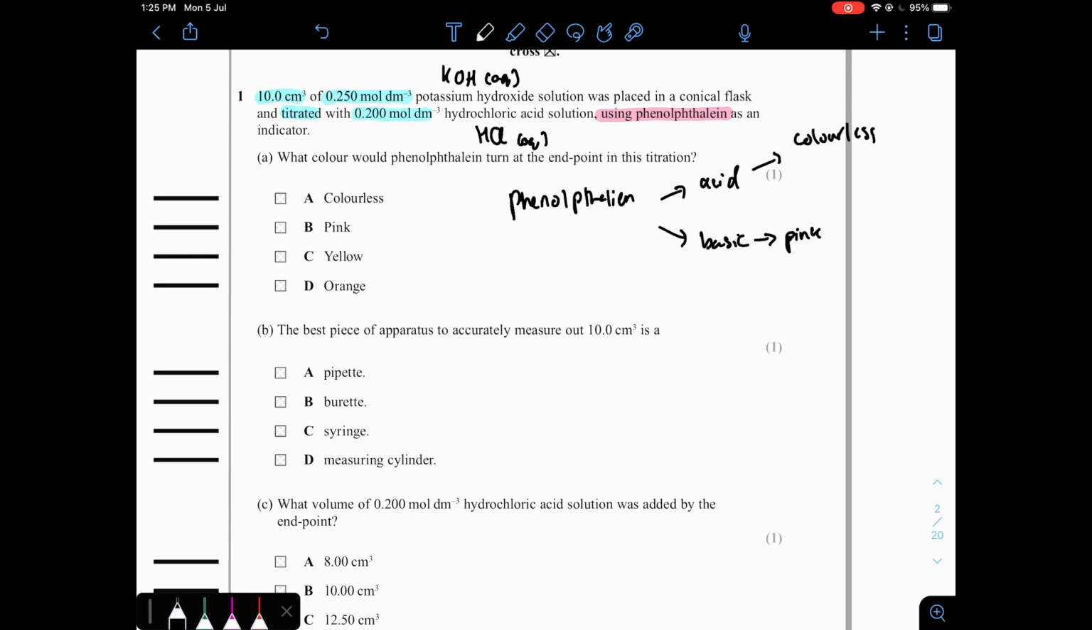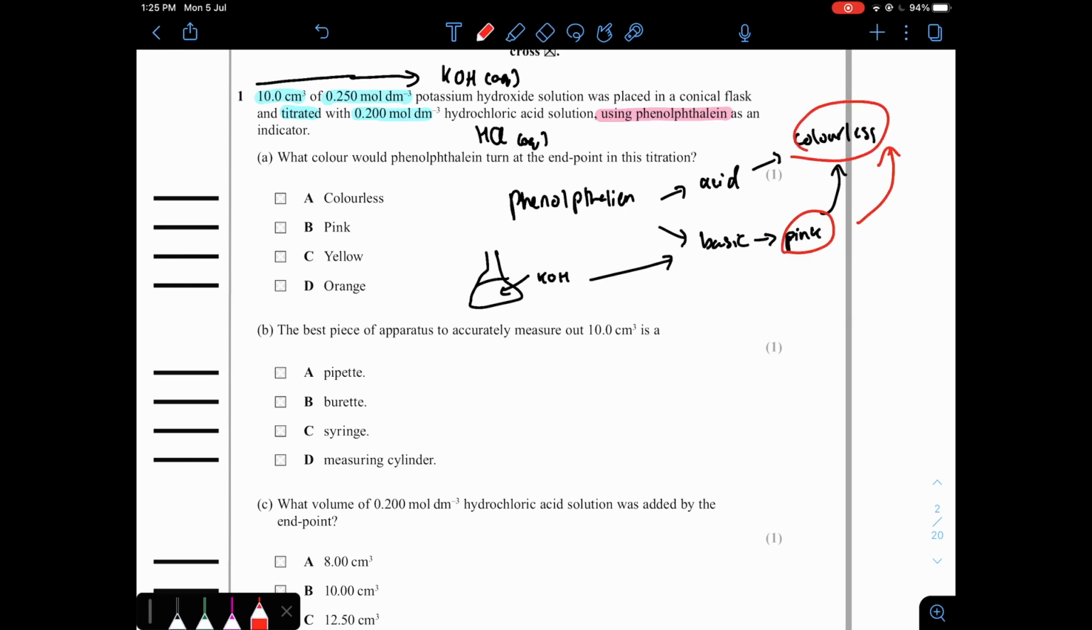The indicator in the base should be pink, because we start off with this 10 cm³ of KOH, and then it's titrated. So in the conical flask we have KOH, which is a base. So it should turn from pink to colorless. That means that the end point should be colorless. So the answer is A.